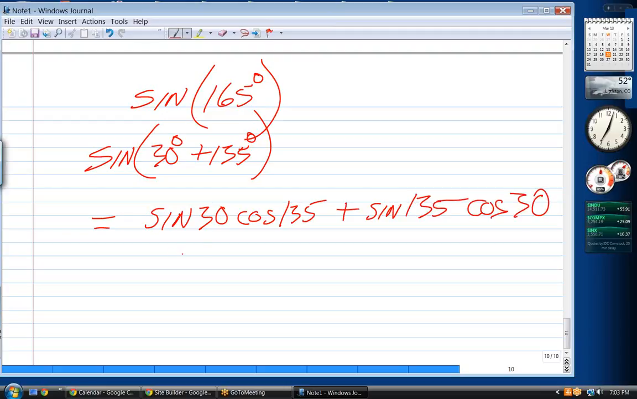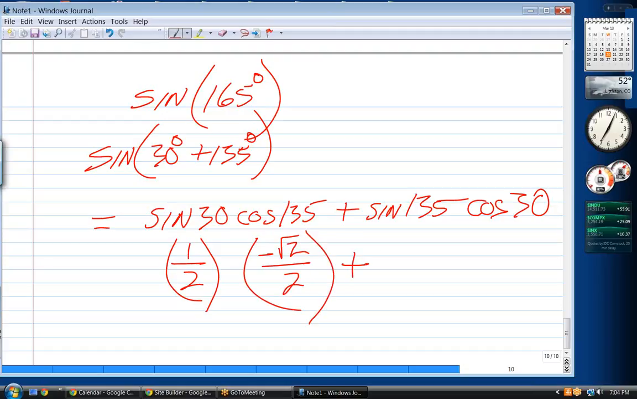What's sine of 30? Which is a half, and then cosine of 135 is negative root 2 over 2, second quadrant. What's sine of 135? Root 2 over 2, positive. Cosine of 30 would be 1/2. No, that's the sine of 30. Cosine of 30 would be root 3 over 2.